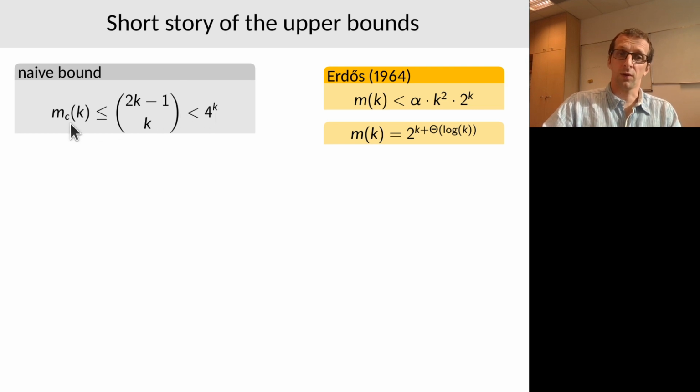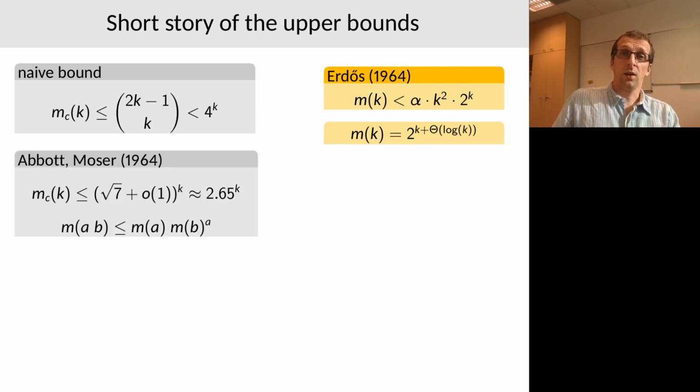This little c in the formulation here indicates that we are talking about constructive bounds. In 1964, Abbott and Moser came up with the first non-trivial deterministic bound. They showed a construction which, given two uniform hypergraphs that are not 2-colorable, combined them to build another hypergraph with larger edges that is not 2-colorable as well. That construction justifies this inequality, and then the inequality can be used to obtain this bound.